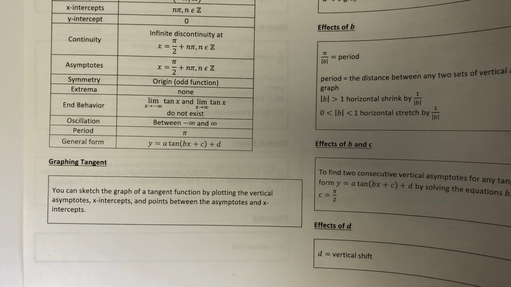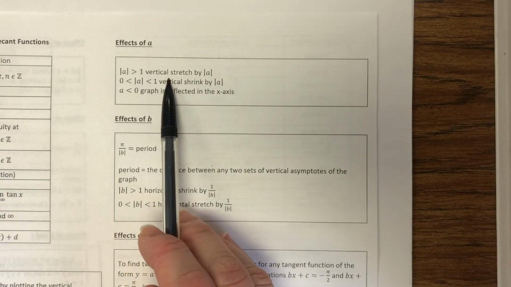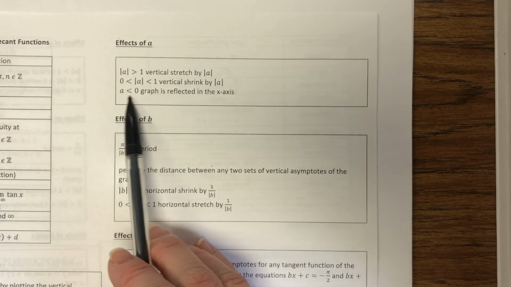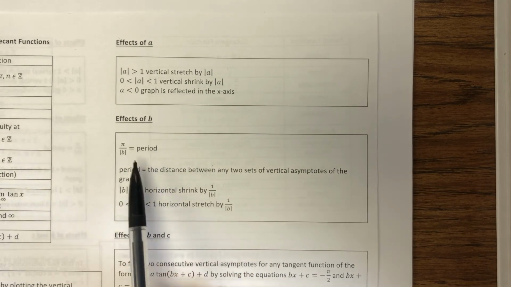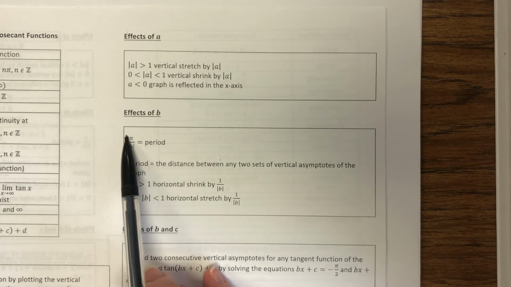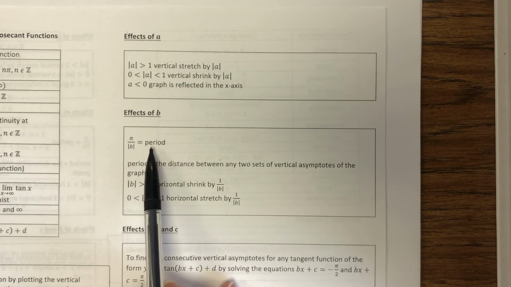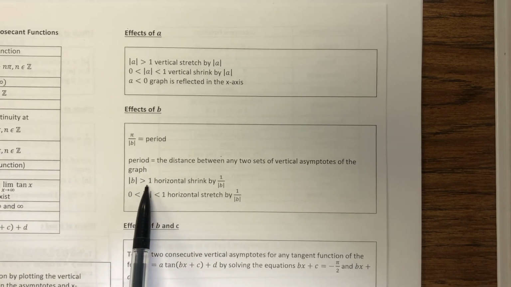So A has the same effects. If it's bigger than 1, we have a vertical stretch. If it's between 0 and 1, we have a vertical shrink. And then if it's negative, the graph gets reflected about the x-axis. So here, similar to sine and cosine, except for different, my period for tangent is pi. So I take pi divided by b. That'll tell me my period. So again, if b is bigger than 1, we have a horizontal shrink, or if it's between 0 and 1, we have a horizontal stretch.